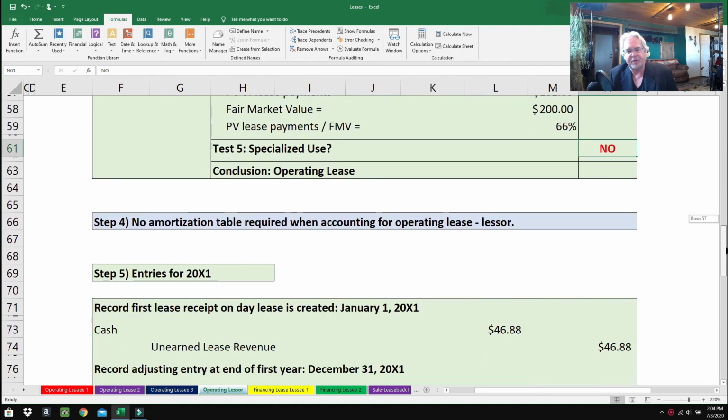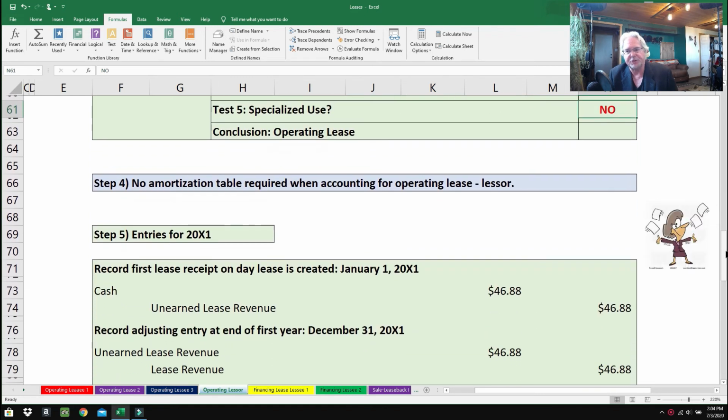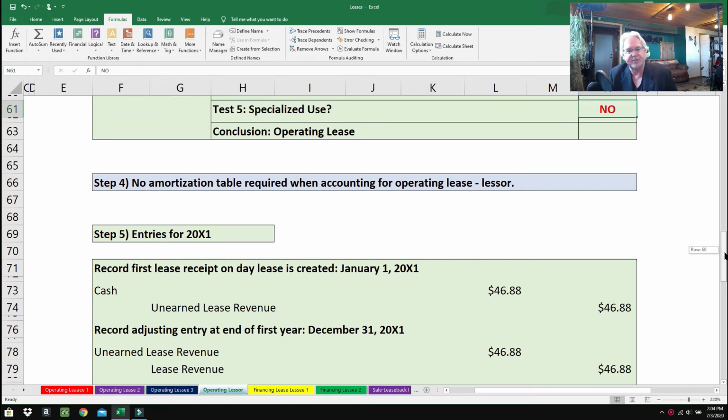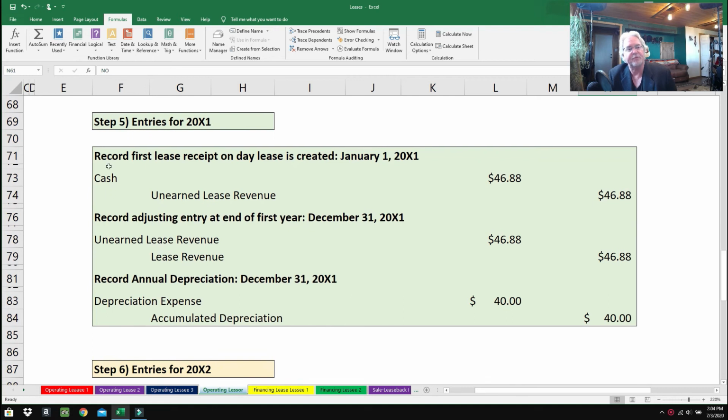Now, some good news. Step number 4. Usually we do an amortization table, but when we have an operating lease, for the lessor, we don't need to do an amortization table, so we can go straight to the journal entries. This is going to be a quick lesson here, folks. Record first lease receipt on day lease is created, January 1st, 2001. So this is the day the lease is created.